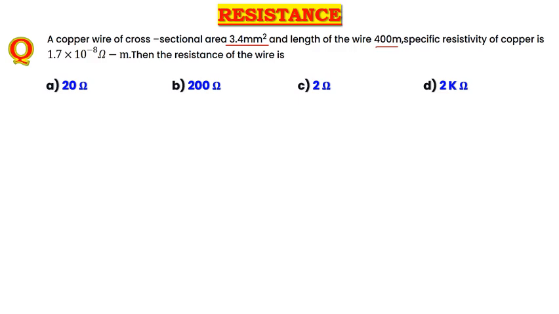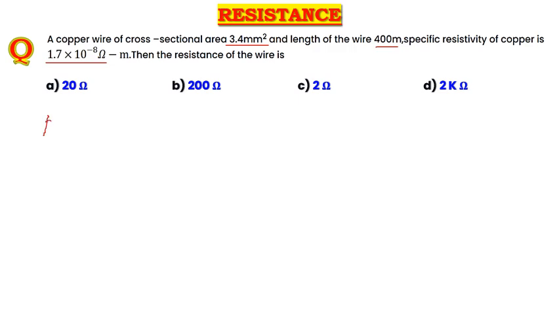And a specific resistivity or specific resistance of the copper material they have given, that is 1.7 into 10 power minus 8 ohm meter. So this is about the resistivity. Then what they are asking in this case is the resistance of the wire. In the last presentation only we have seen about this one, the resistance of the wire.